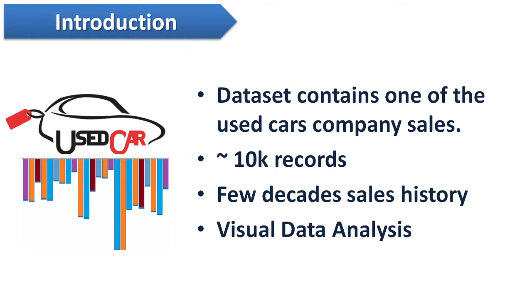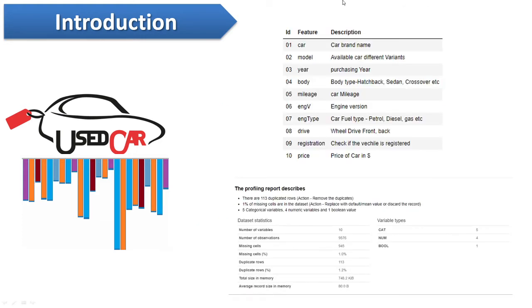As part of the introduction, the data set contains the used car sales of a particular company located in America. This data set contains approximately 10,000 records which were collected over a few decades. Okay, and we will also see the structure of the data and how it is defined, and what cells it has. So this table represents the set of columns in this data set.